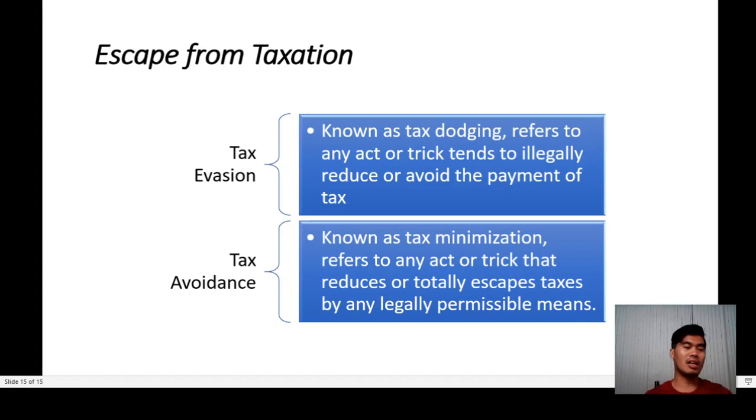So what about tax avoidance? It is also known as tax minimization. This refers to any act or trick that reduces or totally escapes taxes by any legally permissible means. So ito yung mga acts na allowed naman ng batas na kung saan pwedeng mas mapababa yung tax liability natin.